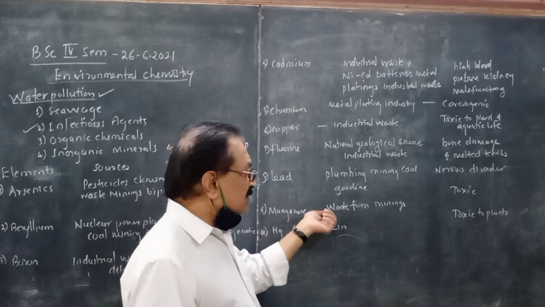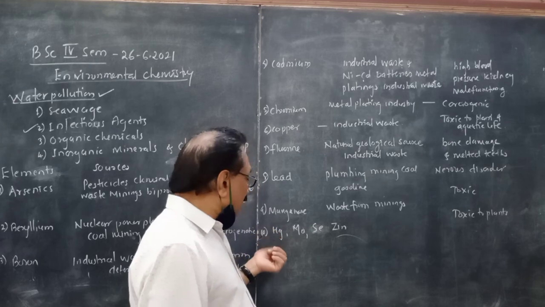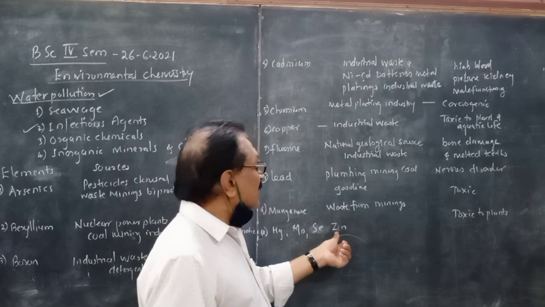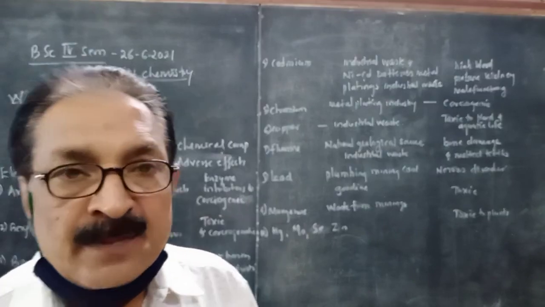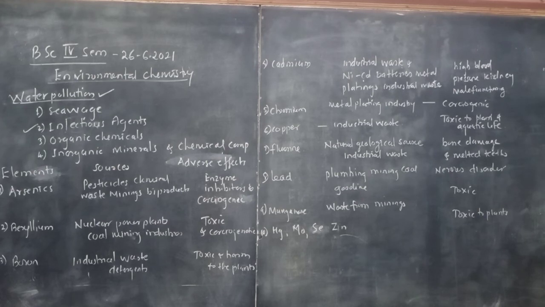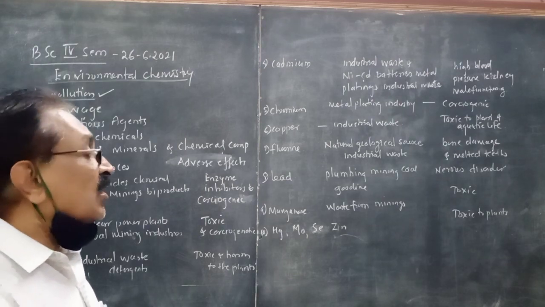Manganese is a waste from mining, and that is also toxic to health. Similarly, mercury is there, molybdenum is there, selenium is there, zinc is there. All these components are toxic to aquatic life, toxic to plants also. These are the most important inorganic elements and their sources, and their adverse effects on aquatic life as well as plant life and humans.